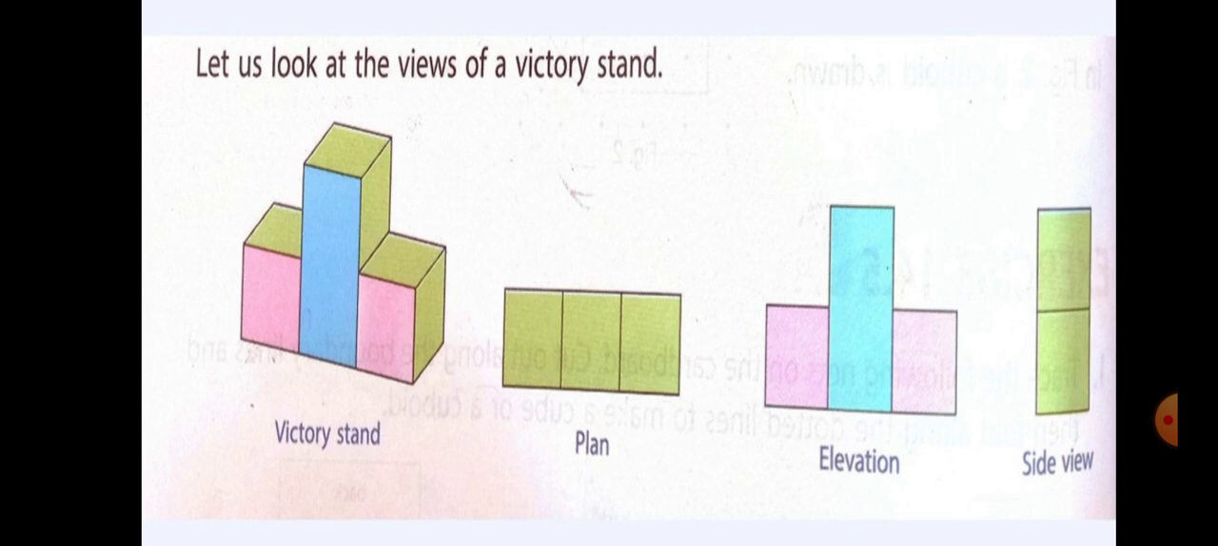Now when we look at this victory stand from its front, that is from its elevation, it looks like this. Here you can see two pink boxes are there and one blue box is there. That is the elevation of this victory stand. Elevation means front view. Next, if we look at this victory stand from its side, then this view is known as the side view.